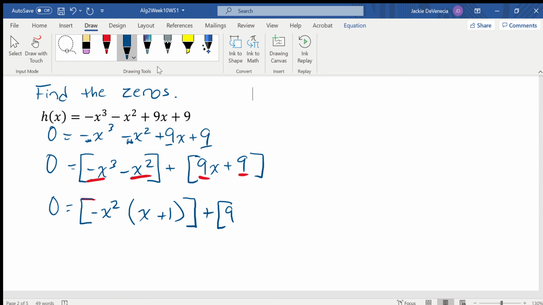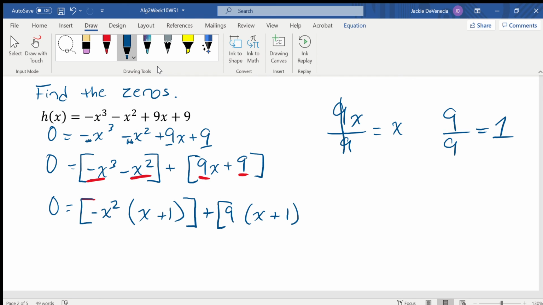So I'm going to be doing 9x divided by 9, which is just cross that off. You just get an x. And then you're doing 9 divided by 9. This 9 divided by that 9 equals 1. So this is a positive 1.